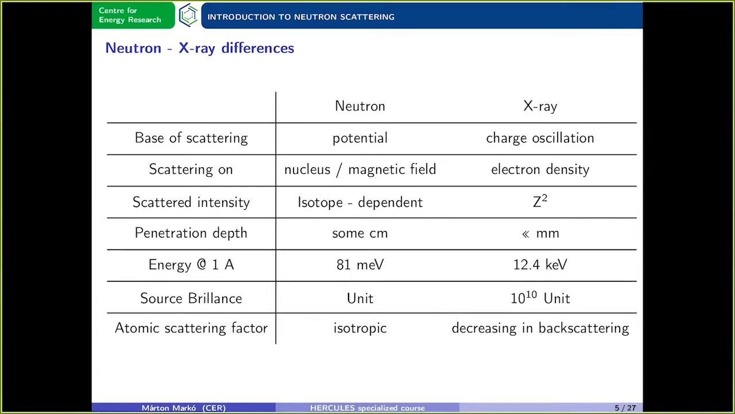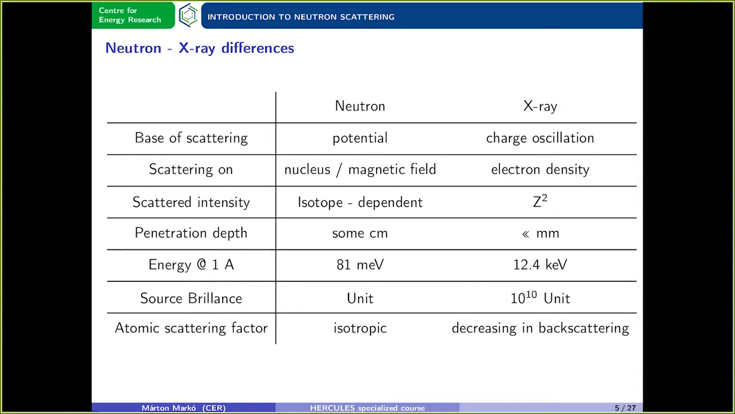For the energy of the beam, I just selected a 1 angstrom wavelength beam. For neutrons, it's 81 millielectron volt, while for X-ray that's 12.4 kilo electron volt. So that's the reason why I say that with neutrons we can see thermal excitations, because that 81 millielectron volt is very close to the normal thermal energies, and we don't need 10 to the minus 4 relative resolution in energy to see something.